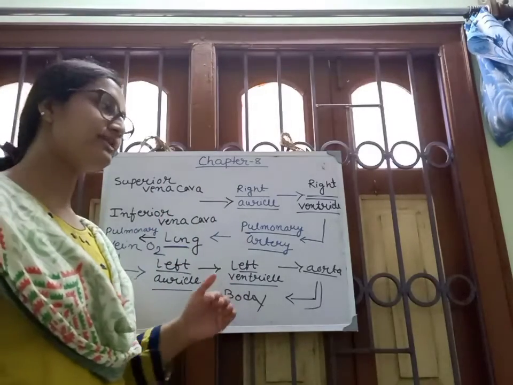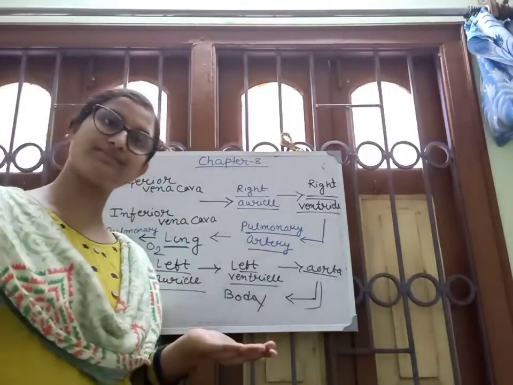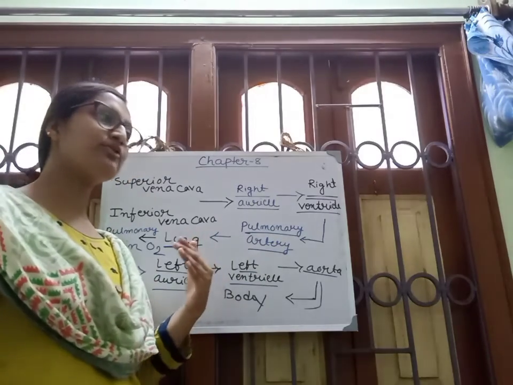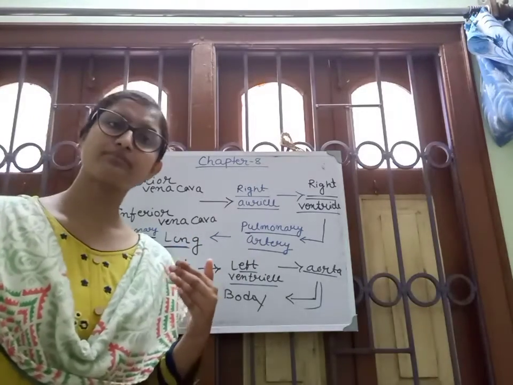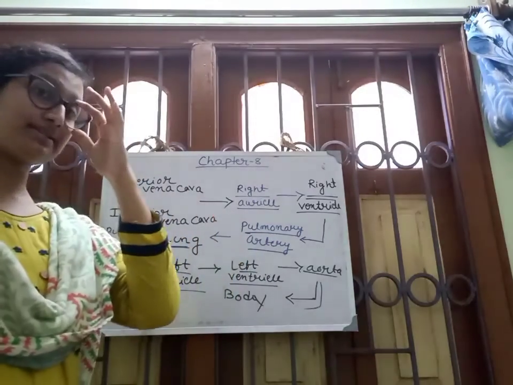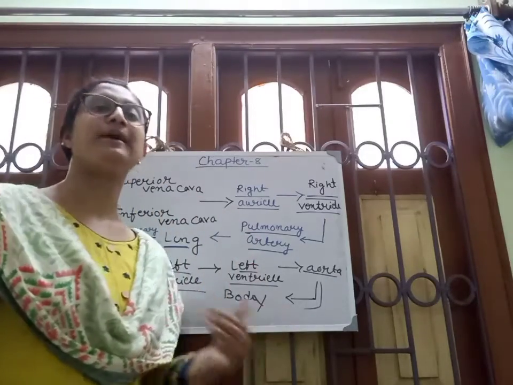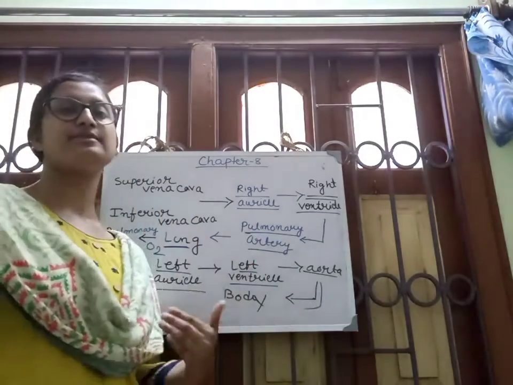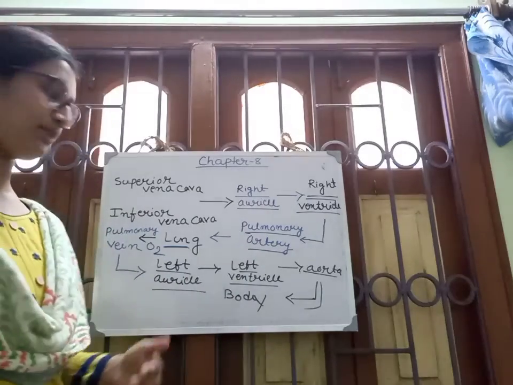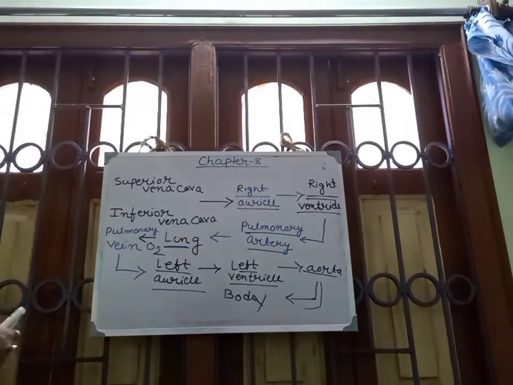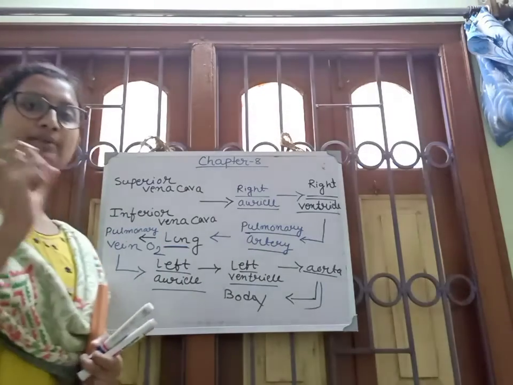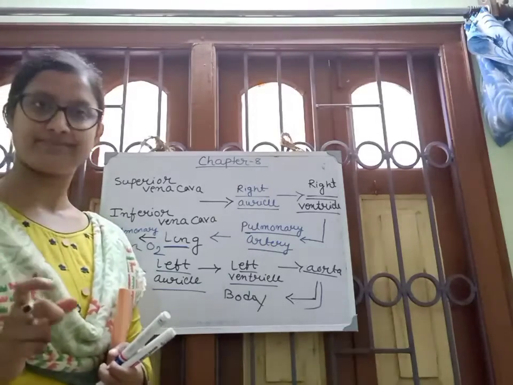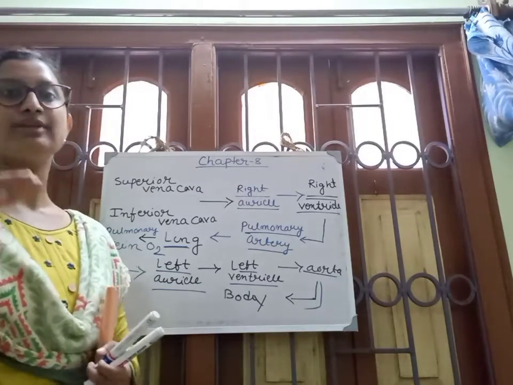Why is it called double circulation? Double circulation means two types of circulation are found in your body, systemic circulation and pulmonary circulation. I will tell you which portion is systemic and which is pulmonary, and you will easily understand. The term pulmonary is related to the lungs.